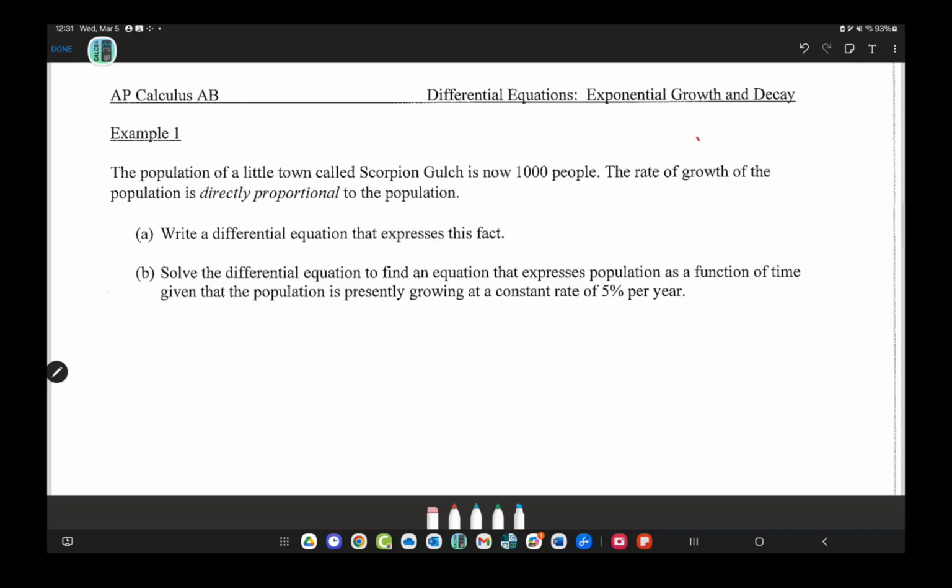So the population of a little town called Scorpion Gulch is now 1,000 people. The rate of growth of the population is directly proportional to the population. Write a differential equation that expresses this fact.